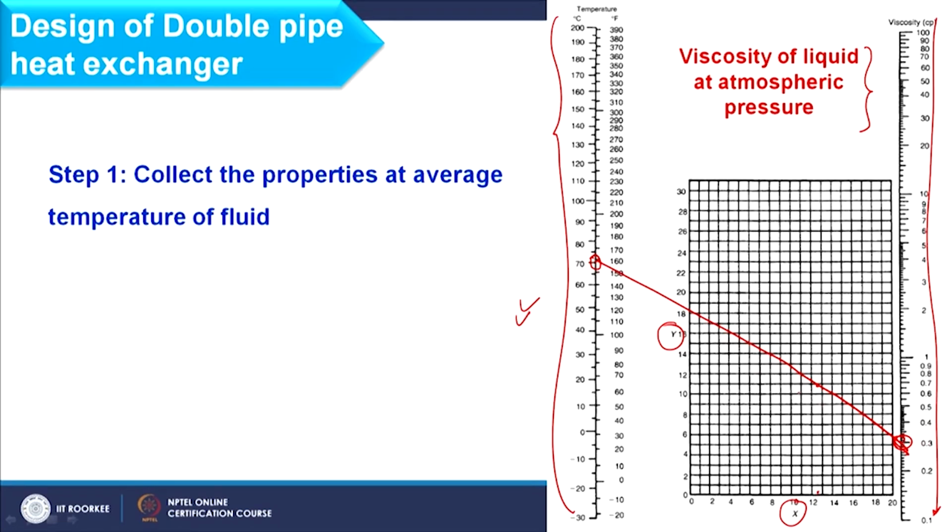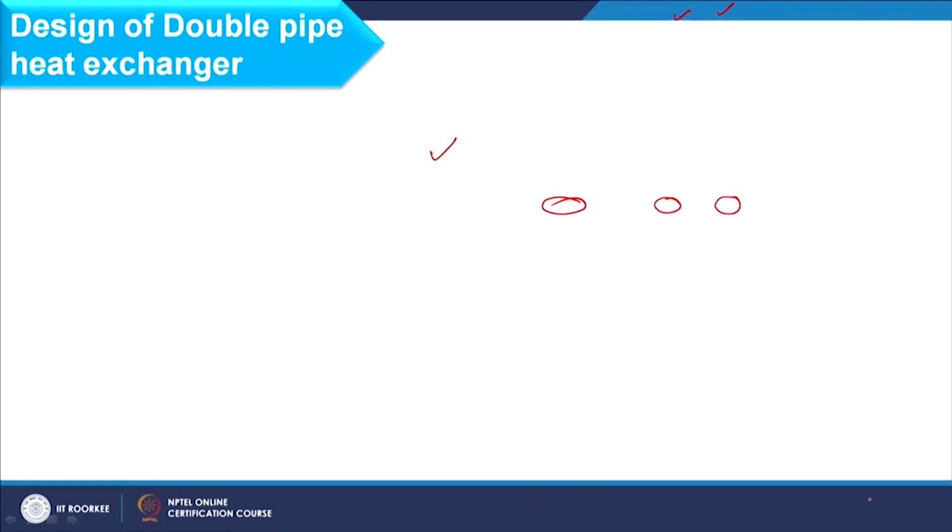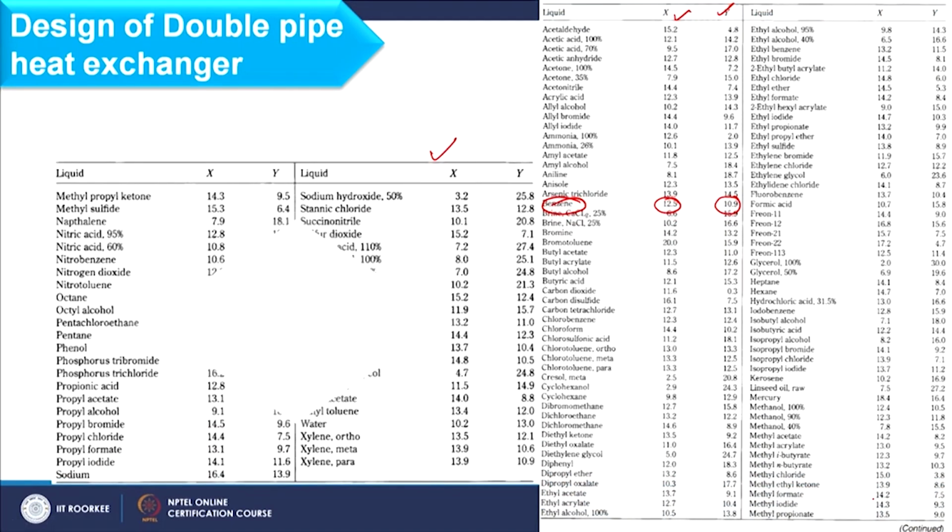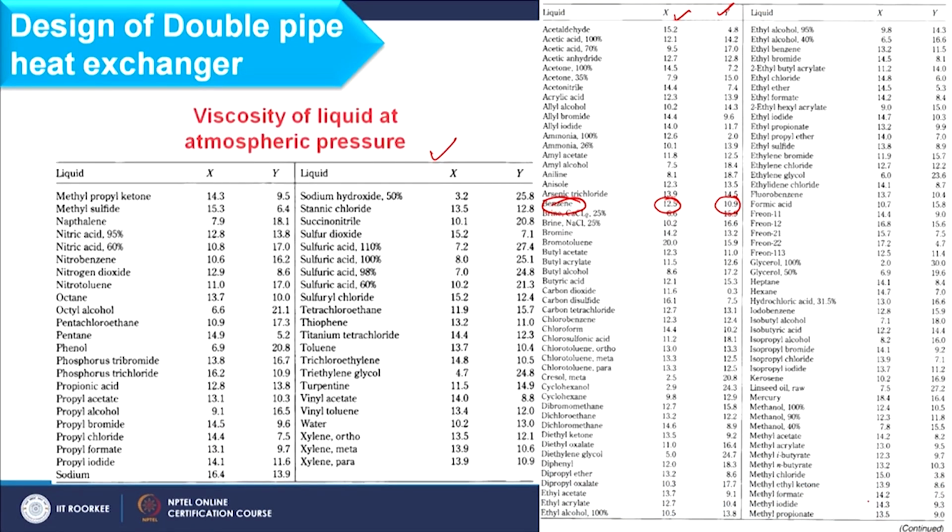Here this is not a perfect straight line, but you can draw it with a scale, and then you can read the value of viscosity. Similarly, you can read the viscosity value for other fluids. But that should be at the average temperature, and you can get the values of y and x from the table which we have already discussed. So, this is for the viscosity of the liquid.